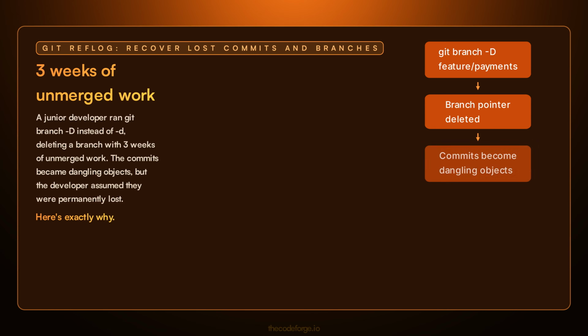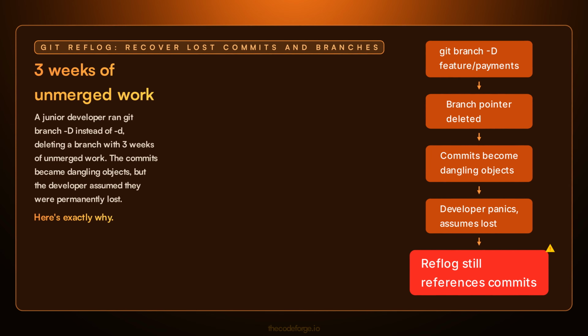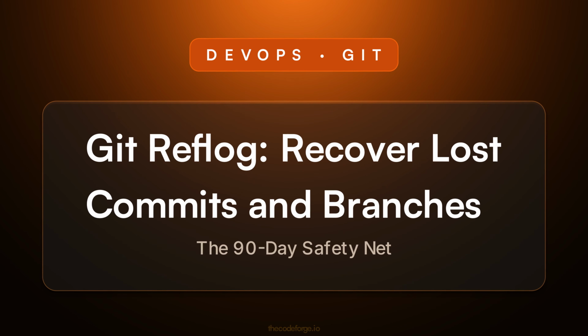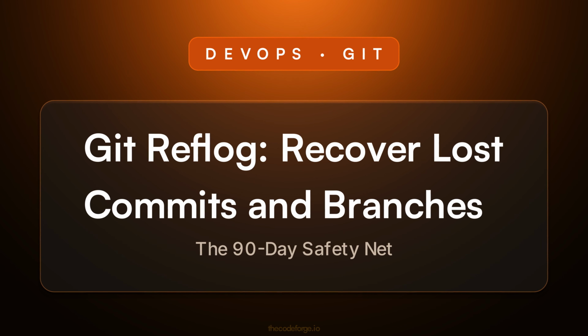3 weeks of work gone in a single command. But the commits weren't deleted, only the pointer was. Here's the safety net that saved them. Let's break down Git Reflog: recover lost commits and branches, how it works, and the exact mistake behind that failure.